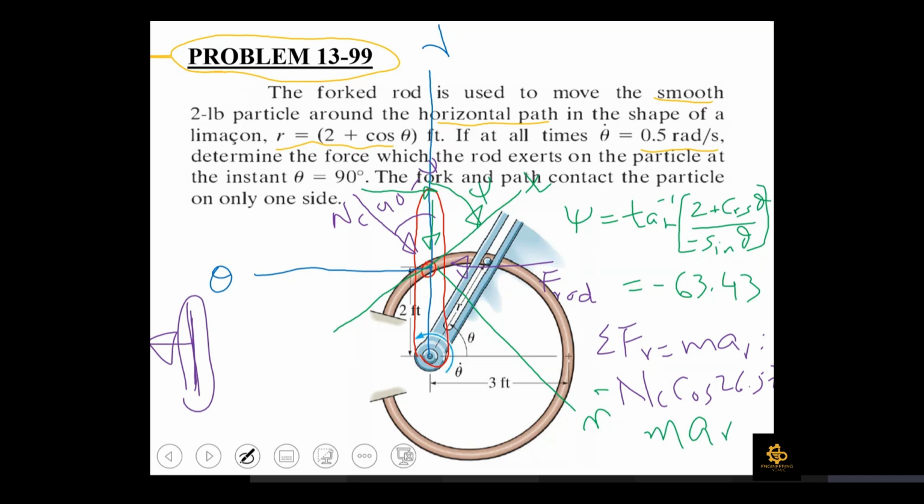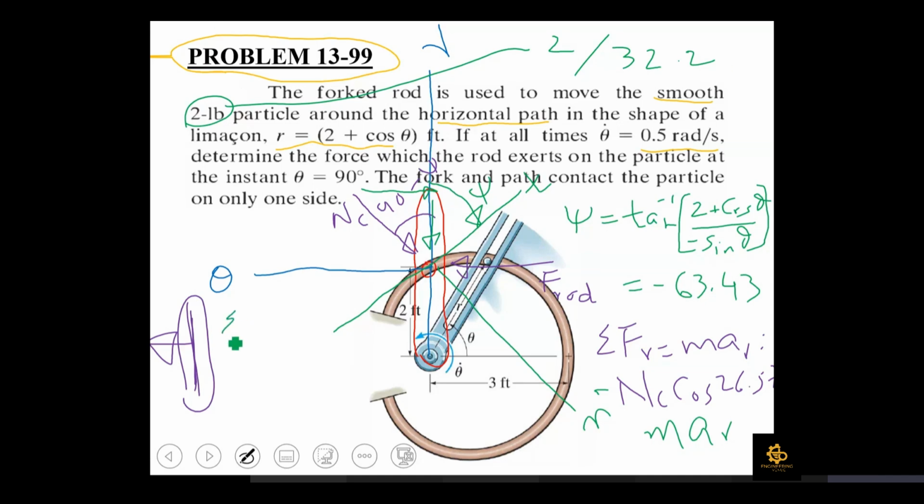Now what is M in this case? Can you identify the mass of this particle? 2 pound. So is it mass? No, sir. Weight is given. Weight is given, so once you are putting it as a mass, you have to divide it by the value of g, which is 32.2 feet per second square. So m would be 2 over 32.2.